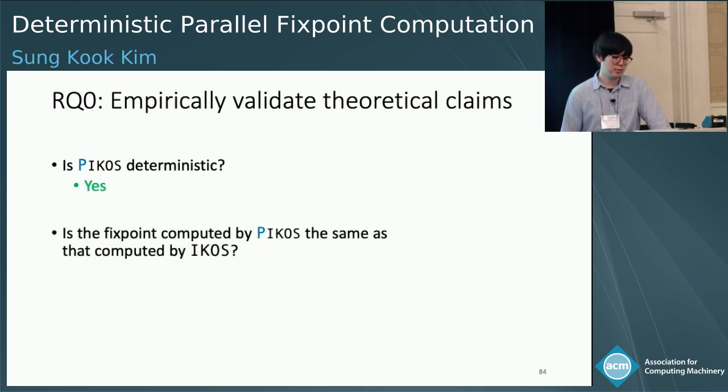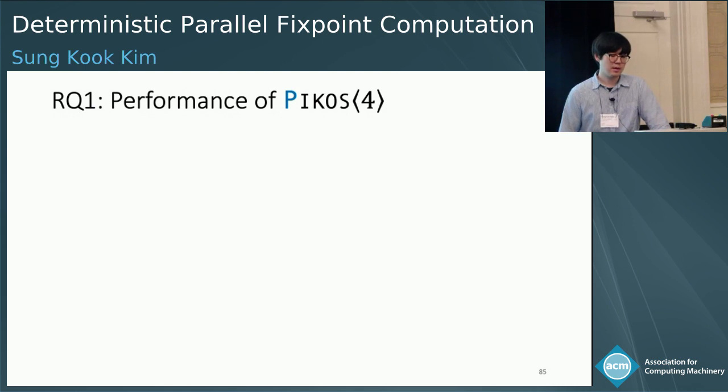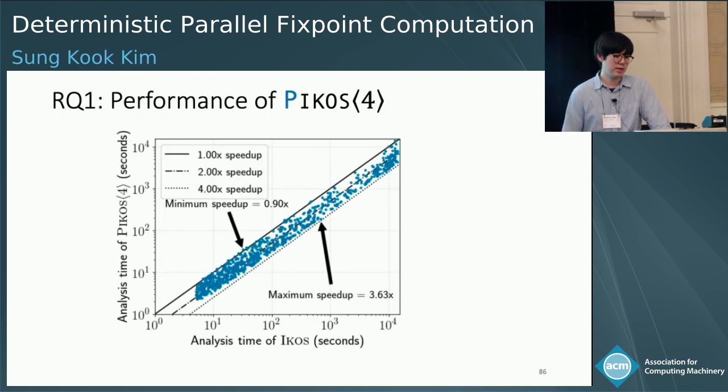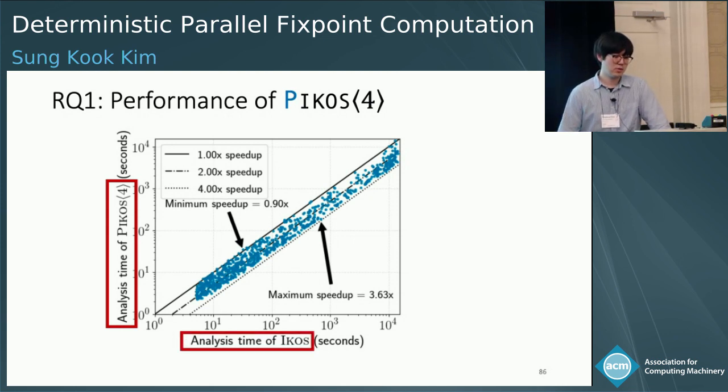PyCos was, yes, deterministic, and it had the same precision as IKOS. We also studied the performance of PyCos 4, which is PyCos with 4 threads. We measured the speedup; the higher the speedup, the better. We show the result on a log-log scatter plot in which the y-axis shows the analysis time of PyCos 4, and the x-axis shows the analysis time of IKOS.